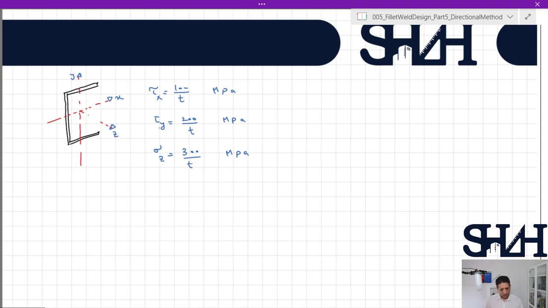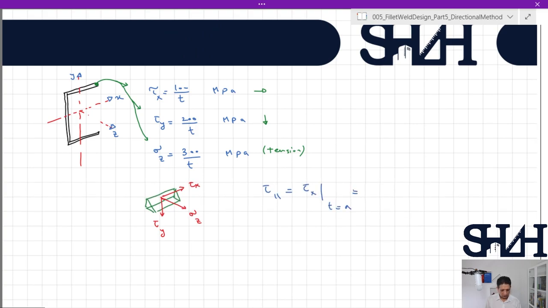And suppose that these values are given for the most critical point, like here. We can see that tau x is in the longitudinal direction of the weld. So if I just sketch this weld, I have tau x, I have tau y, and I have sigma z. It is clear that tau x is in the longitudinal direction of the weld. As a result, for tau x, you just need to calculate tau parallel for the directional method, and instead of T, you just need to substitute A. So tau parallel is tau x, and instead of T, substituting A, will be 100 divided by A megapascal.